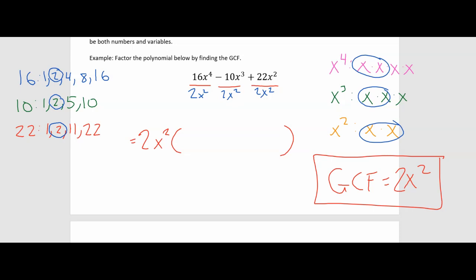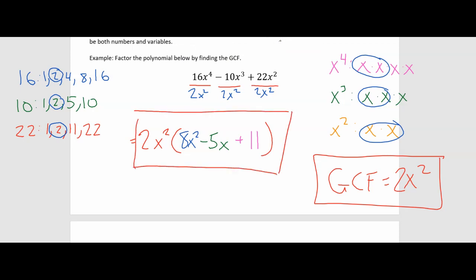And we've done this when we've done exponents, right? We've talked about how to simplify quotients when there's exponents involved. So 16 divided by 2 is 8. X to the 4th divided by x squared, I subtract the exponent, so 4 minus 2 is 2. If I move on to my middle term, negative 10 divided by 2 is negative 5. X cubed divided by x squared gives me x. 22 divided by 2 is 11. X squared divided by x squared, well, that's just 1, so I can just leave it. Let's move this parenthesis in a little closer. So factoring using the GCF gives me this answer.